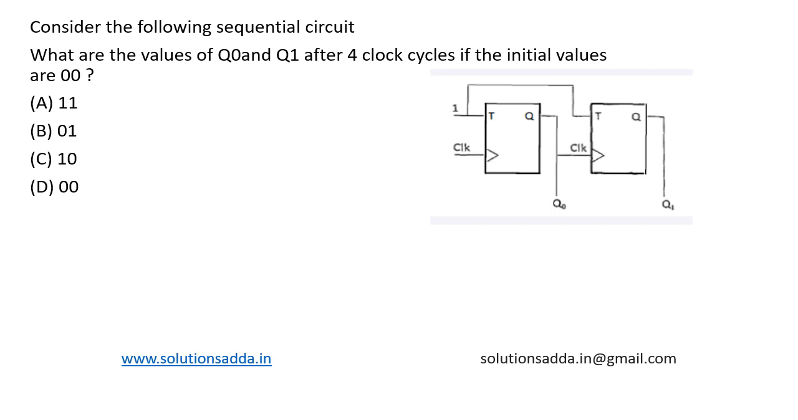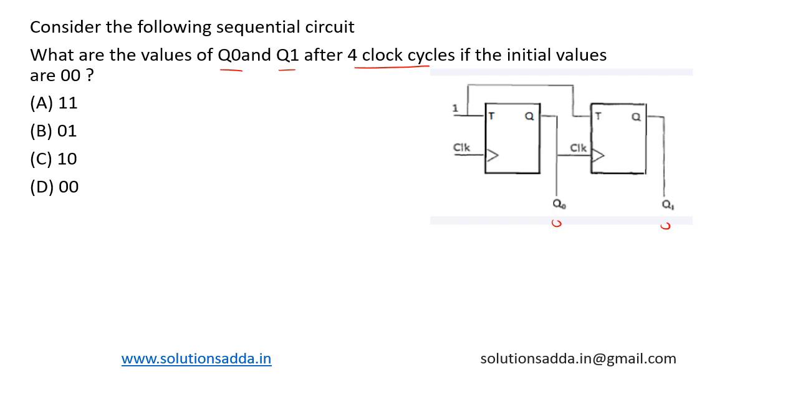This is a question from Digital Logic Design. Consider the following sequential circuit. What are the values of Q0 and Q1 after 4 clock cycles if the initial values of Q0 and Q1 are 0, 0? So initially these are 0, 0.